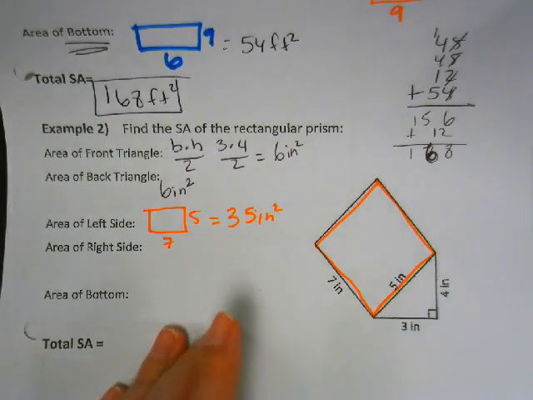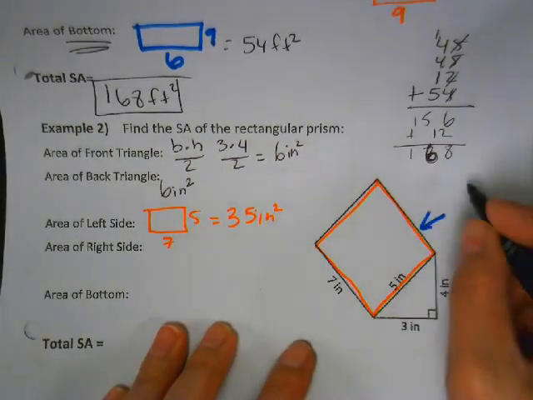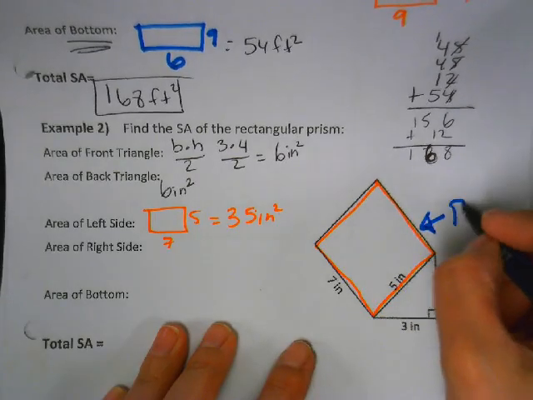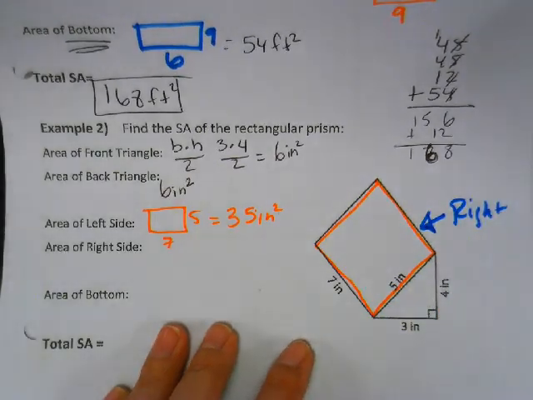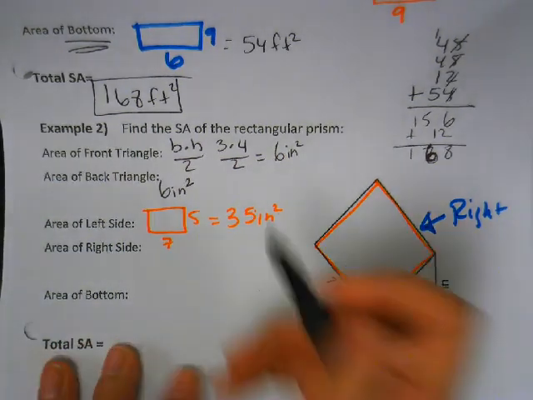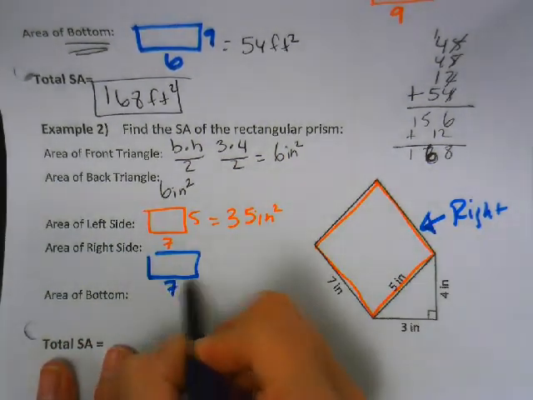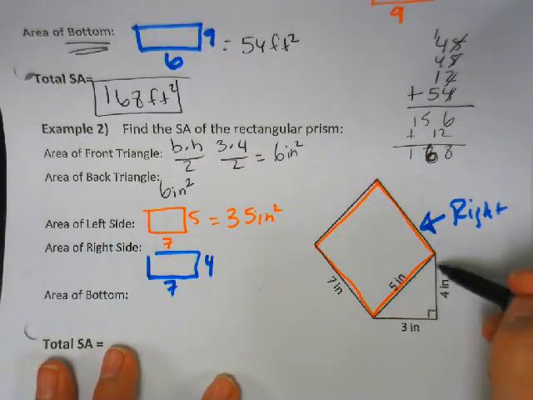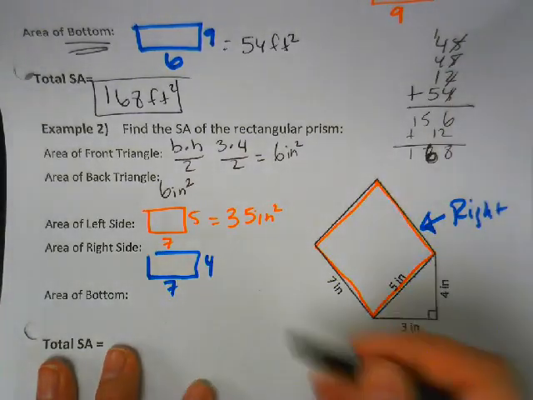The right side is back here. Back there is my right side. What are the measurements of my right side that you can't see? Yep, very good. 7 and 4. So it would be the back side. Can't see it. What's 7 times 4?